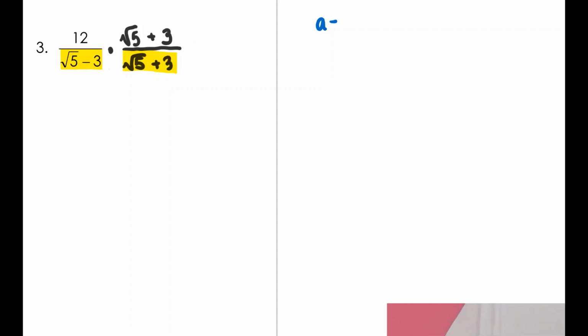remember, if you have a minus b times a plus b, that's going to give you a squared minus b squared. That's that difference of two squares pattern.